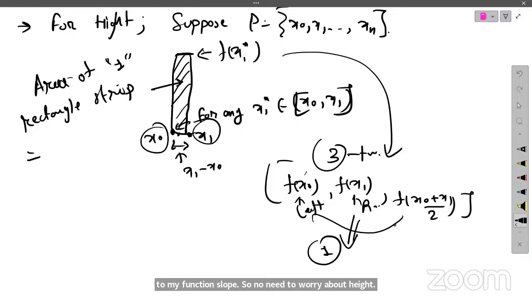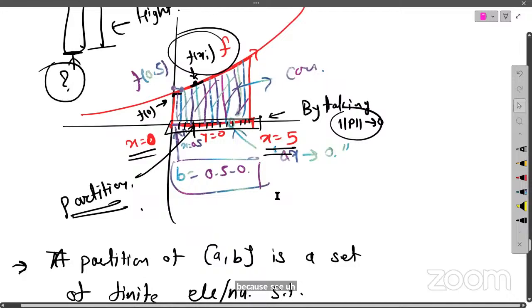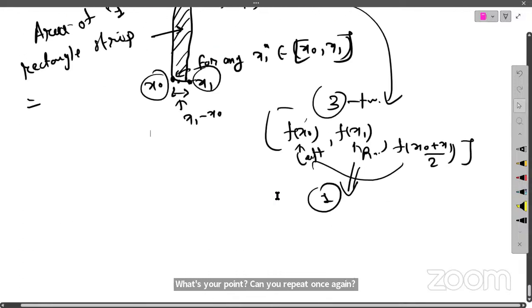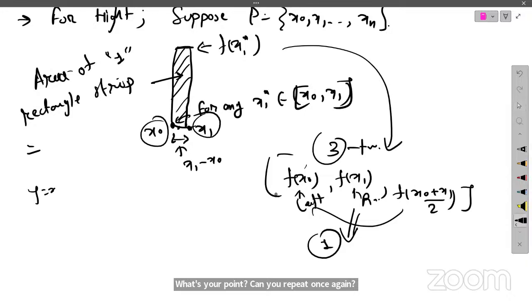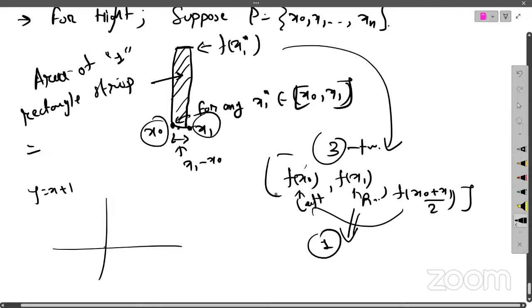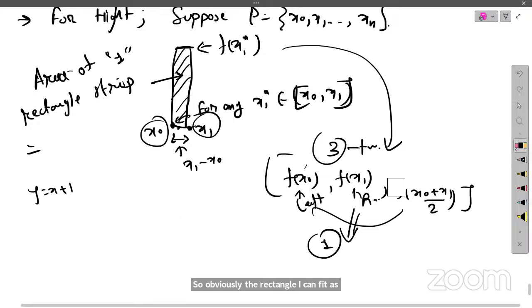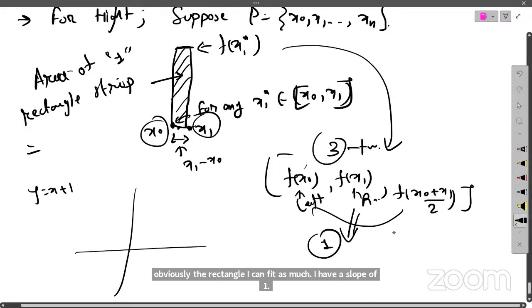Because see, here we have a very nice function, right? What's your point? Can you repeat once again? No. If, for example, y equal to x plus 1, that is my function. So from 0 to 3, I want to calculate the area. So obviously, the rectangle I can fit as I have a slope of 1.